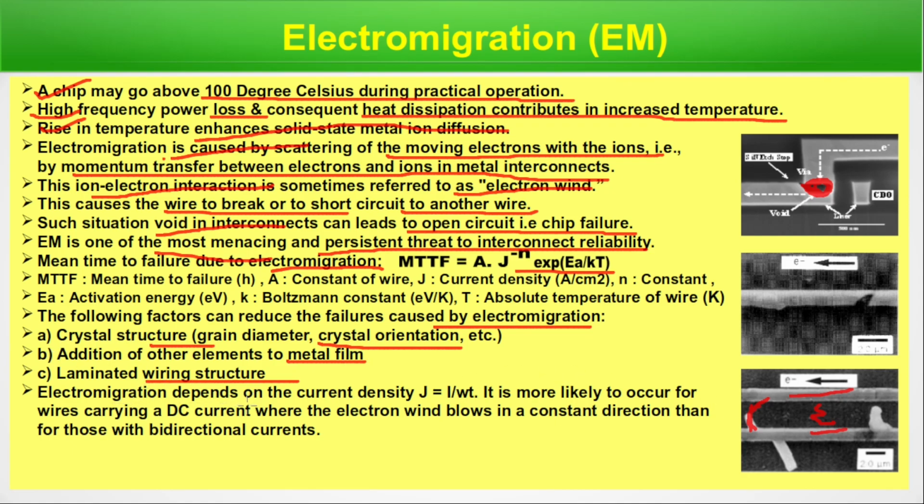Now, electromigration depends on the current density J. It's more likely to occur for wires carrying a DC current, where the electron wind blows in a constant direction, than for those with bidirectional currents. So for wires carrying DC current or one directional current, electromigration is the predominant thing, and we need to consider some design specification to get rid of electromigration or EM. We are done with this slide. We will move to the next slide.